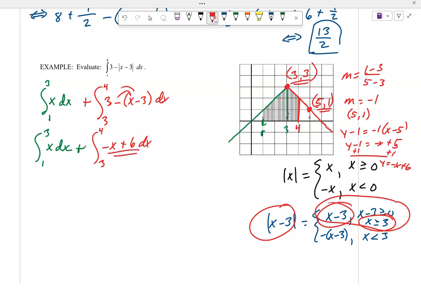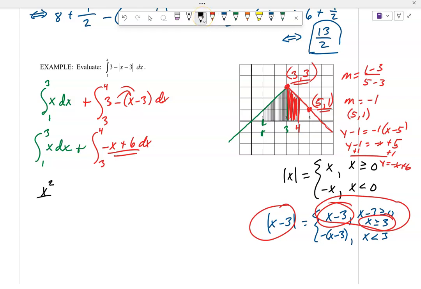Same thing right there. So however you want to do that, you can use it with the absolute value definition, or you can just take 2 points on that line and write the equation of the line, right? Either way, you get the part from 3 to 4 is underneath that line, y equals negative x plus 6. Now we can run our integrals here.